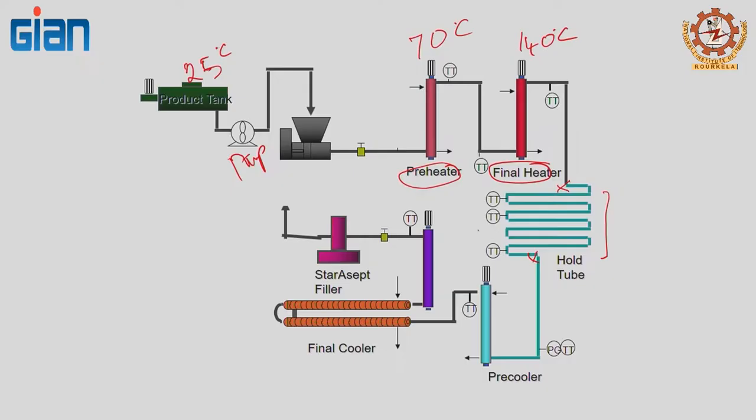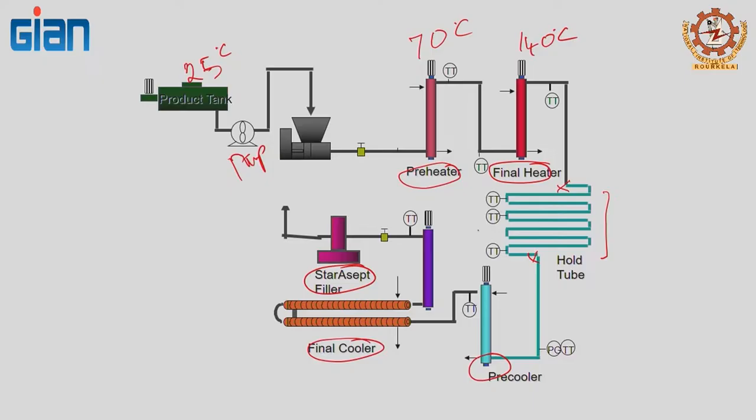So, you want to look at how much time I want my product at this temperature. You have a calculation for the holding tube, and based on that, you decide the length of the holding tube. This assures the sterility of the product in the aseptic processing system. Then it comes to the pre-cooling system, the final cooler, and then you are going to aseptically package the product under those conditions. So, this is a very overall schematic of the aseptic processing system.